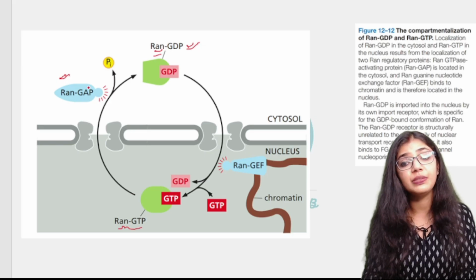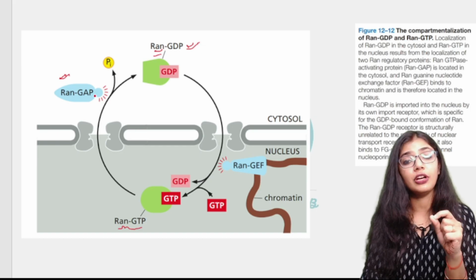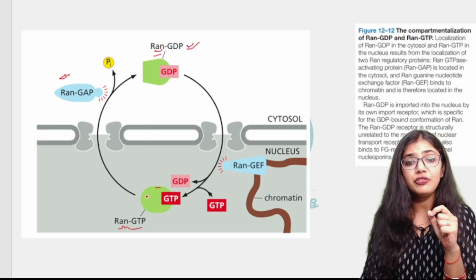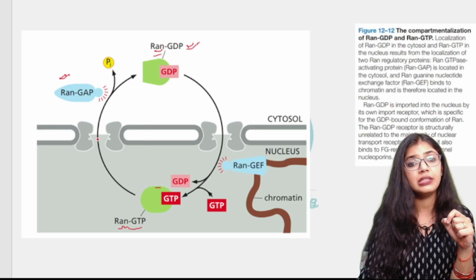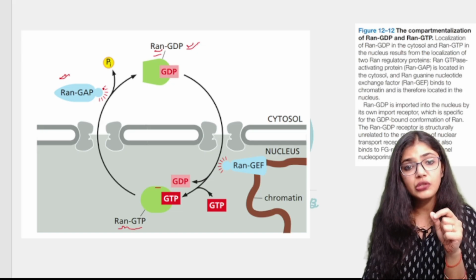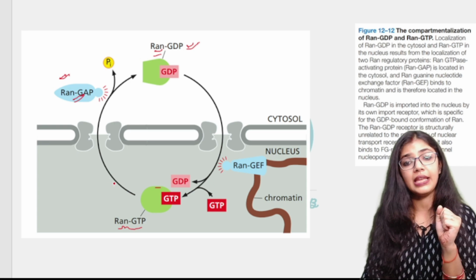The other thing which we need to understand is the function of the RAN GAP. The RAN GAP will be present in the cytosol. So what is the function of the RAN GAP? When the RAN GTP comes from the nucleus to the cytosol, it needs to be dissociated. This work of dissociation is done by RAN GAP in the cytosol.